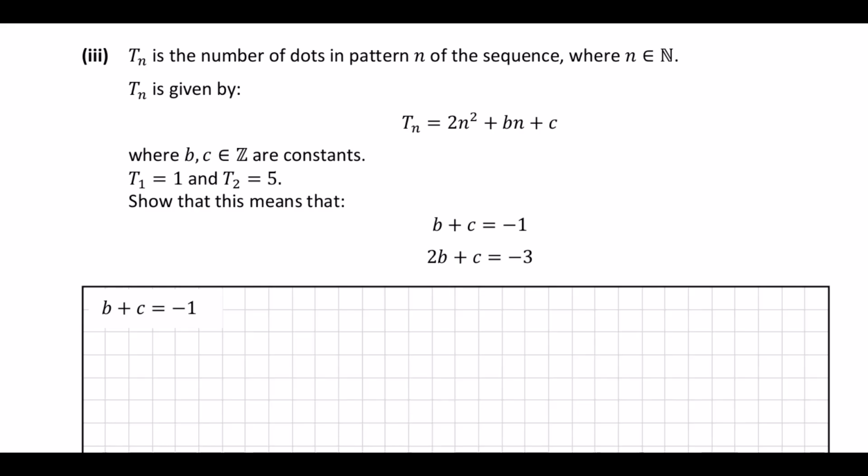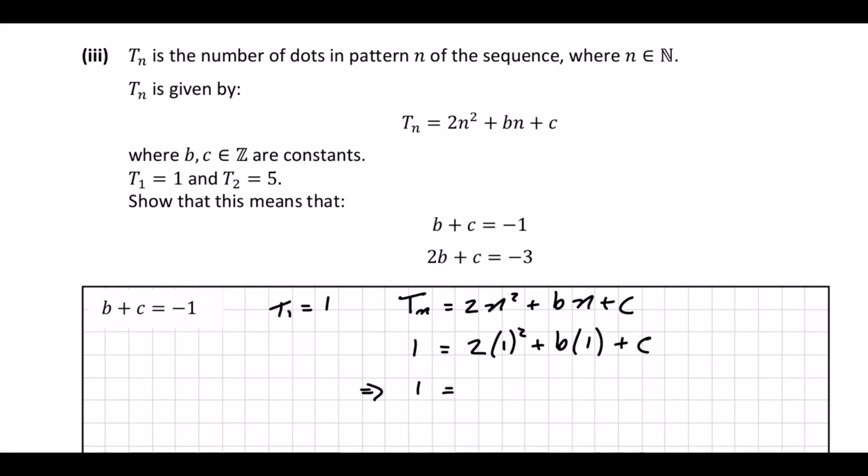Okay, so if we take the first one here, we know that t1 is equal to 1. So that means if we say we have tn is equal to 2n squared plus bn plus c. Well, we know t1 is 1, so we put that in here. And then we've got 2 times, remember n is this number here. So that's 1 squared plus b times n again, which is 1 plus c. So that'll leave me with 1 is equal to, again, square the 1 first. So 1 squared is 1. Multiply our answer by 2, so that's 2. Plus b times 1 is b plus c.